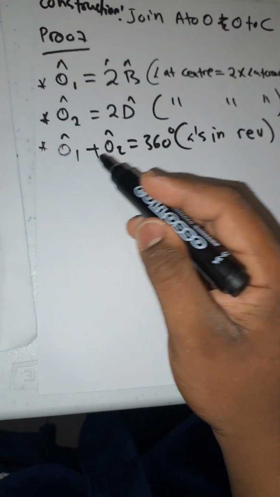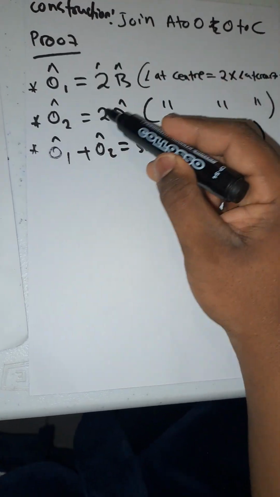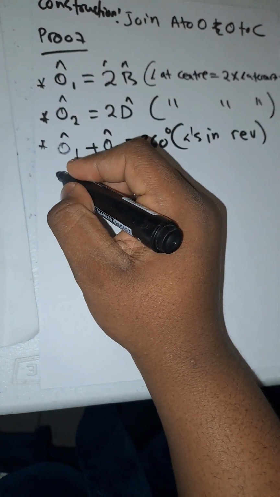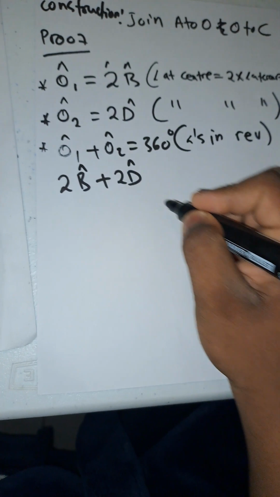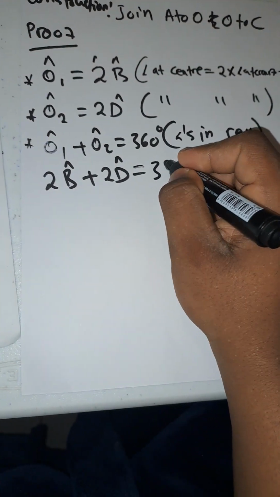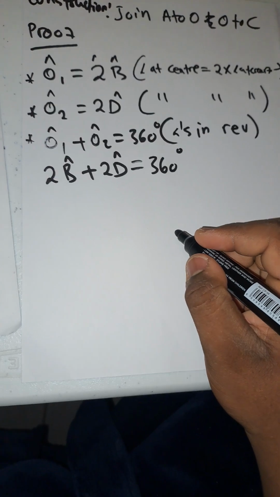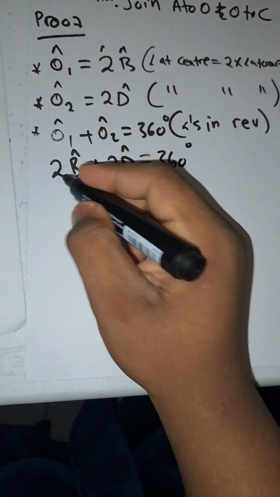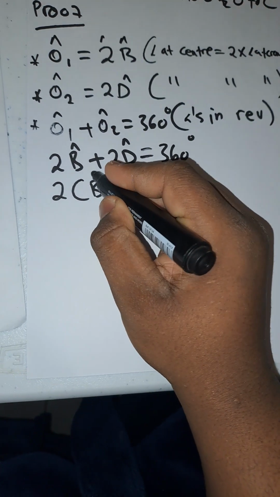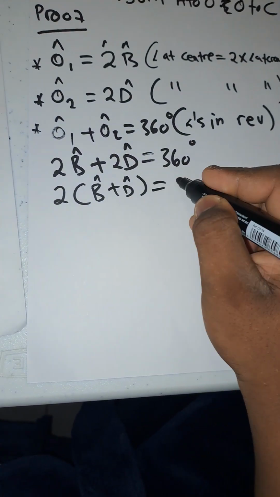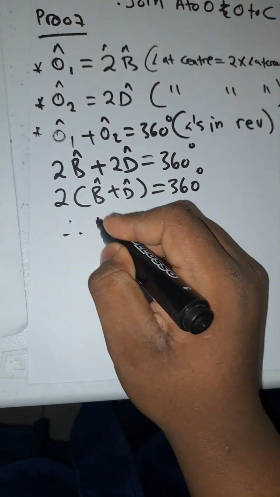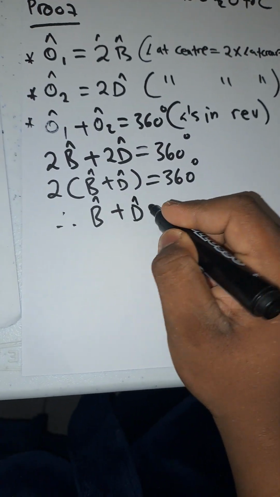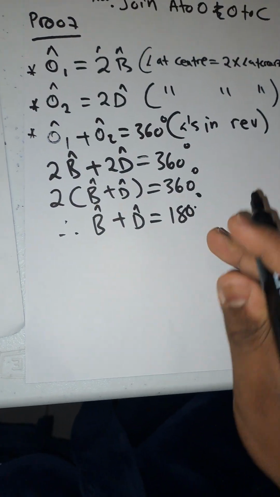Revolution, right? And then where there is O1 plus O2, you'll write 2B plus 2D, because I just told you. This equals 360 degrees. Since you have 2 which is common, you can factor out 2 and be left with angle B plus angle D equals 360 degrees. Then you divide both sides by 2. Therefore angle B plus angle D equals 180, because you divided both sides by 2.